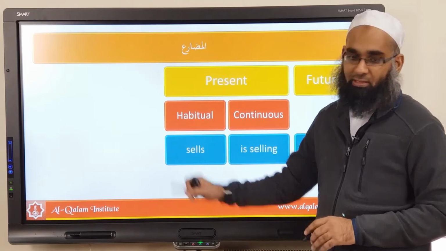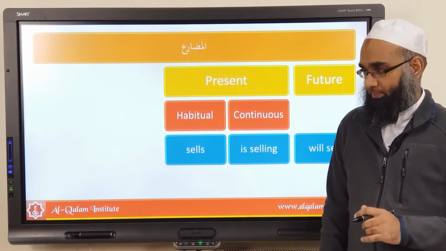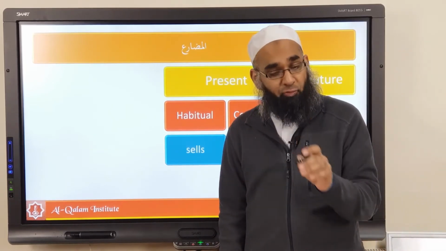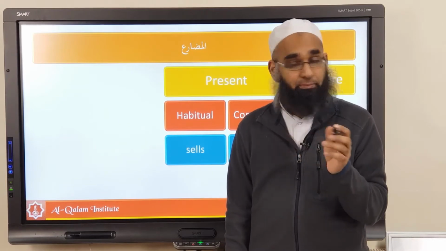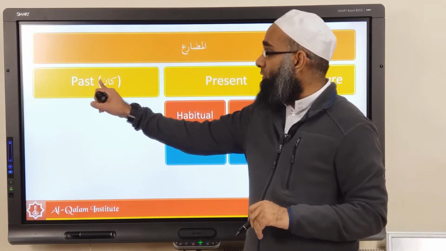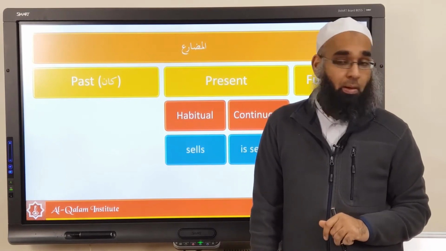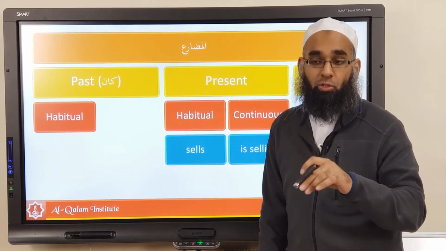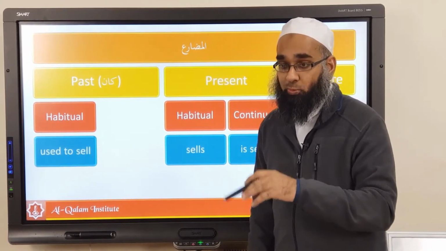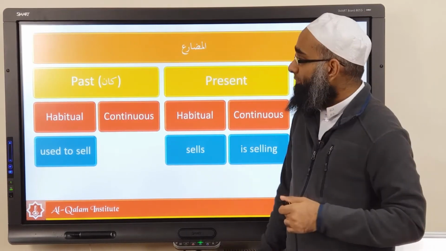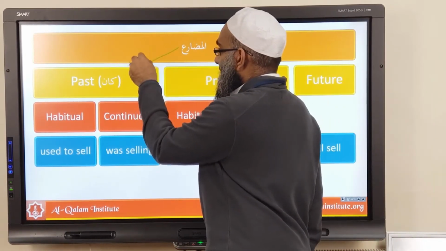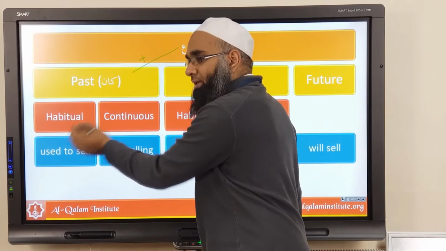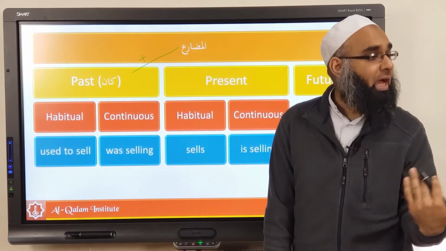Now, how do you know the difference between the two of these? Context. You can tell from the context. And this is what we've done before. However, we also did this before. If you have what on a mudhari, what word? Kana. If kana comes on a mudhari, what meaning does it give? Past tense. And the same, past habitual or past continuous. So past habitual was what? He used to sell. And past continuous was what? He was selling. So when a mudhari comes with a kana, mudhari plus kana equals what? Past habitual or past continuous. Usually it's past habitual, but sometimes it's past continuous. You can tell from the context what's happening.